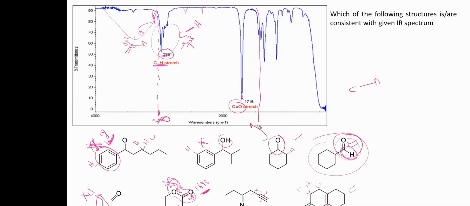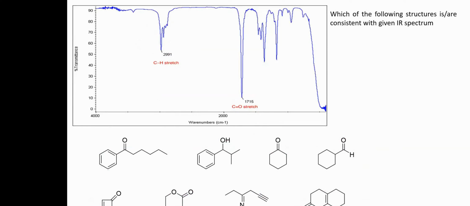Therefore, this structure is the most likely structure. Now, this one is also a pure carbonyl, so why is this not the right structure? Because this carbon-carbon double bond appears at 1600 wave numbers, which you do not see here. So this cannot be a possible structure as well. That is why this is the only structure for the molecule.